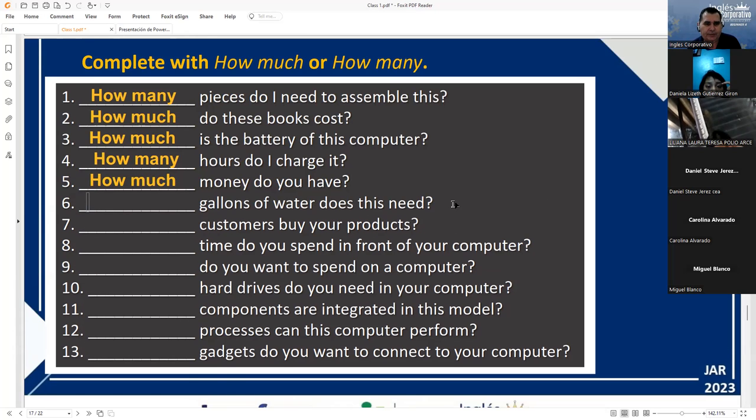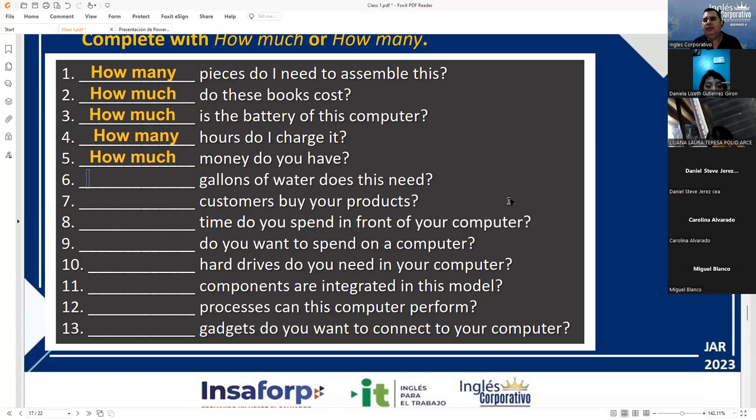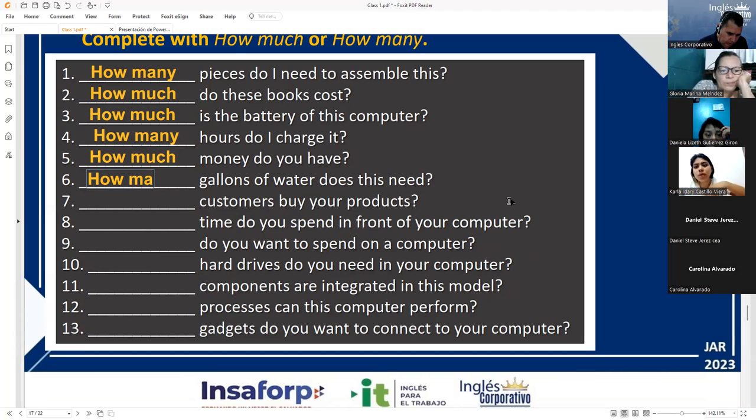How many gallons of water does this need? How many? How many gallons of water does this need?